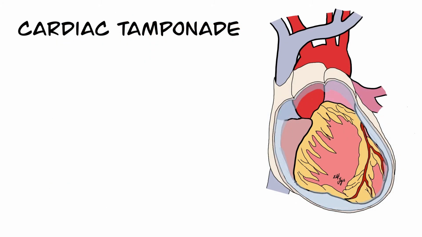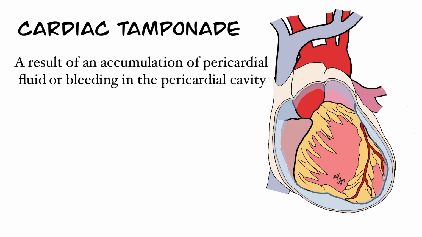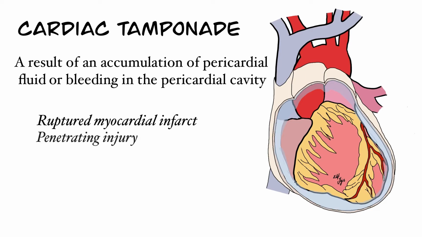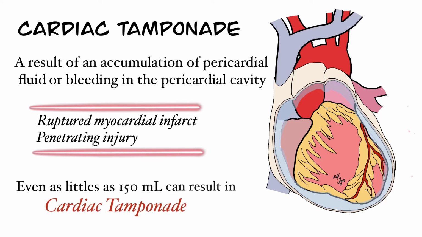Cardiac tamponade is a result of an accumulation of pericardial fluid or bleeding in the pericardial cavity. Bleeding is most commonly caused by aortic aneurysm. Also, ruptured myocardial infarct or penetrating injury may result in cardiac tamponade. If pericardial fluid rapidly accumulates and reaches greater volumes than its normal range, it will result in cardiac tamponade. For example, even as little as 150 milliliters can result in cardiac tamponade.